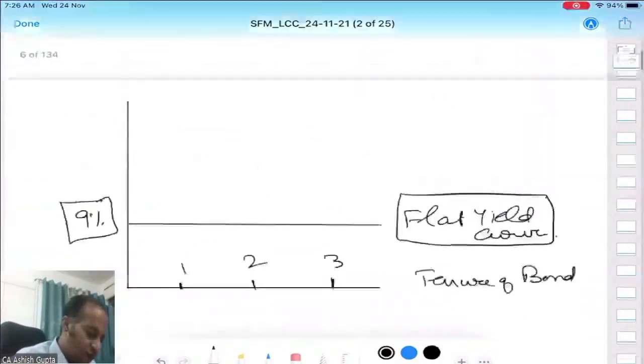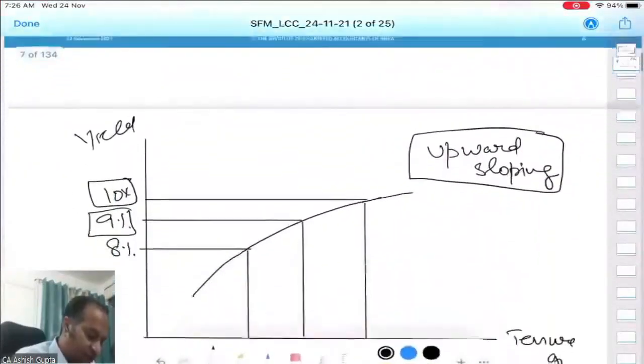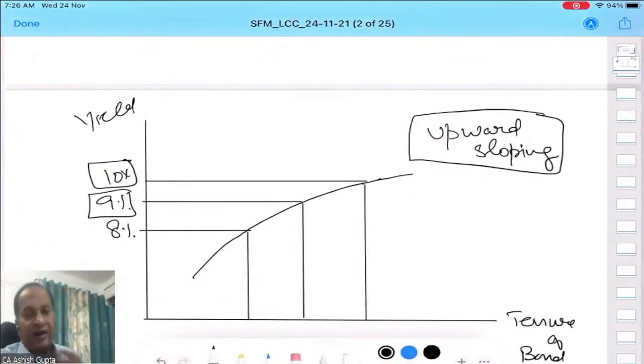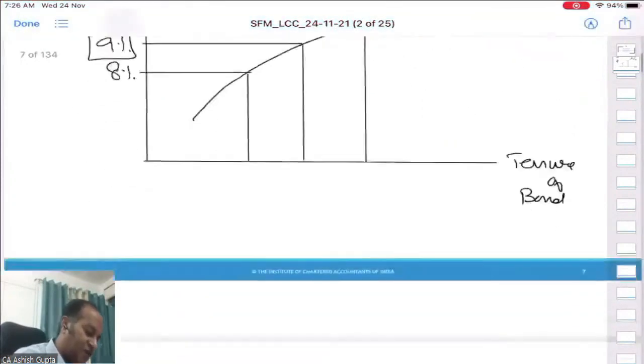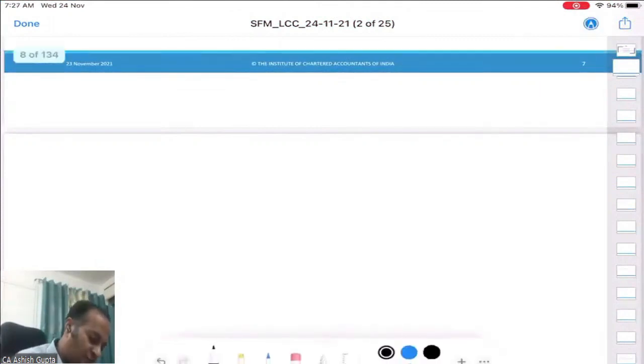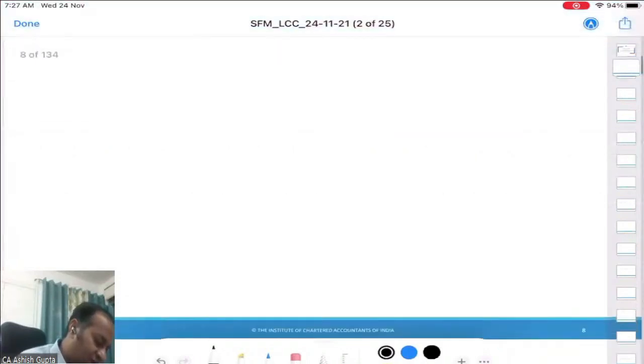Now, student, if you have any doubt regarding this, please ask me, because this theoretical aspect is very important. Unless and until you understand this concept of term structure, bond valuation will be quite a tricky topic for you. But once you understand this concept, then bond valuation will be the simplest topic for you. Now, student, I am coming to another situation.